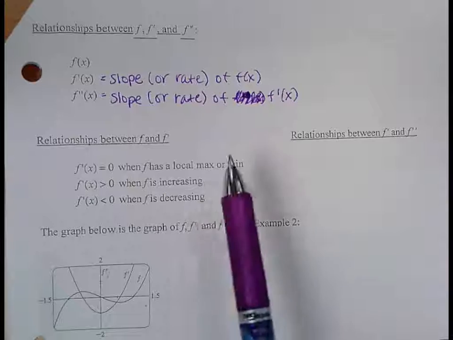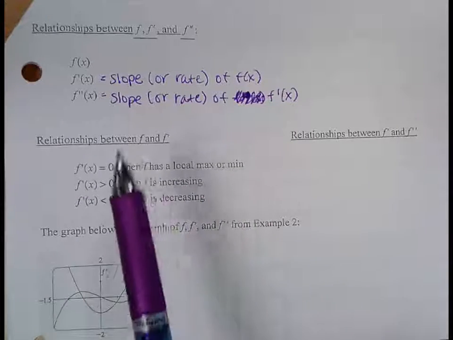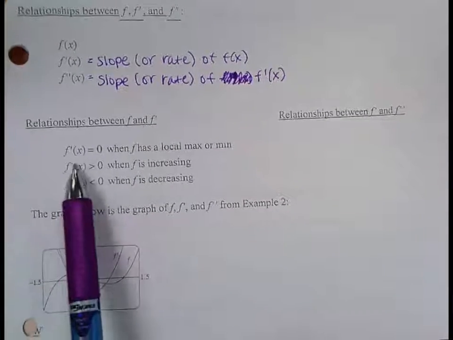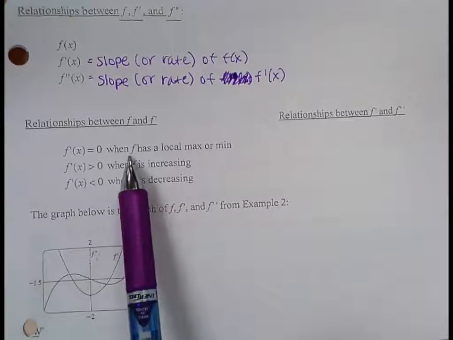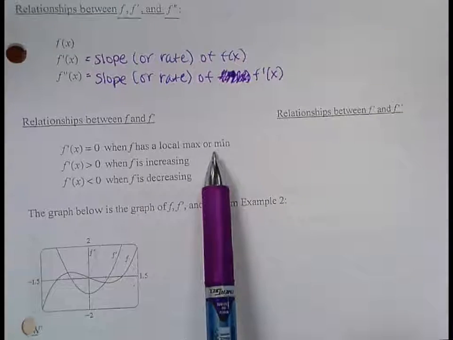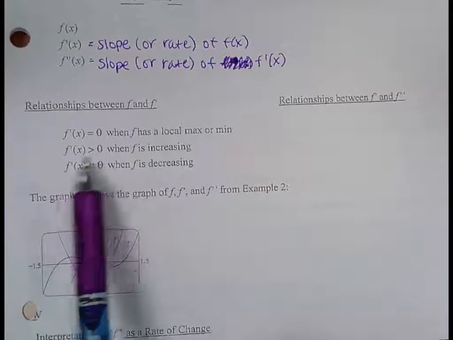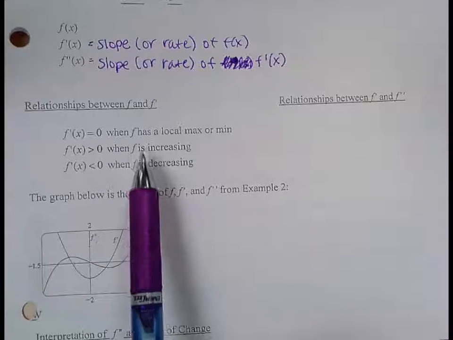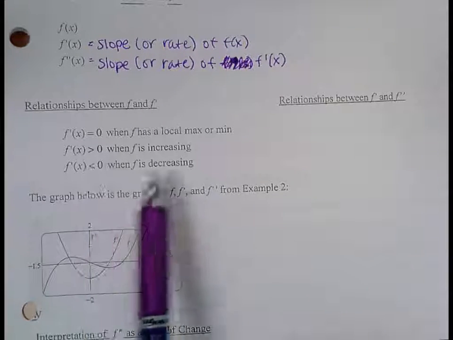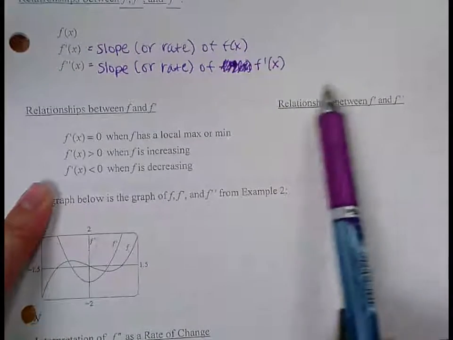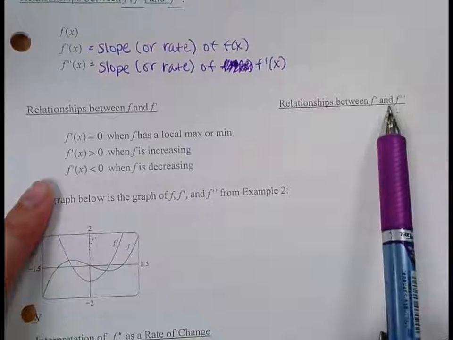So then I have relationships that we've talked about between a function f and the first derivative. We know when f prime is 0, that's when f has a local max or min or a horizontal tangent. When f prime is greater than 0, so when f prime is positive, that's when f is increasing. And when f prime is negative, that's when f is decreasing. f prime and f double prime have those same relationships.